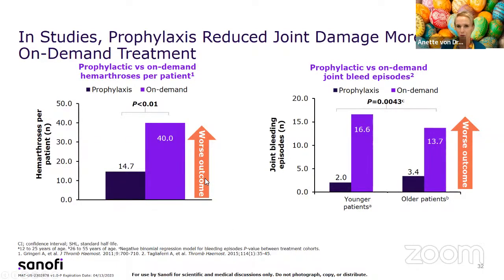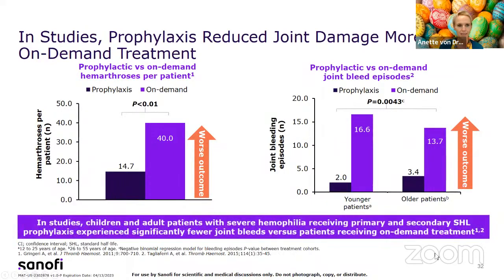So back then it was still radiographic and mostly Pedersen scores. And here the same, these were adults, and then here we have the same study or something similar performed in younger children and in older children, and clearly on demand only, there's lots of joint bleeds compared to being on prophylaxis. And again, the outcomes are worse, and that's the point. So in studies, children and adult patients with severe hemophilia receiving primary and secondary prophylaxis with short half-life products at the time, then it was still conventional and short half-life clotting factor preparations, experienced significantly fewer joint bleeds compared to on demand.